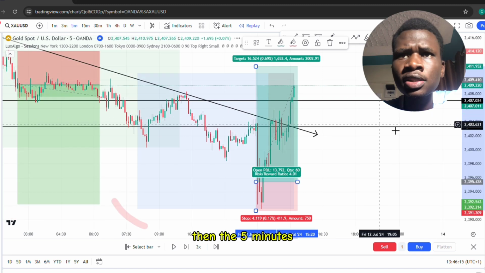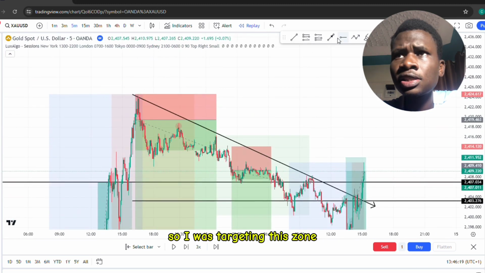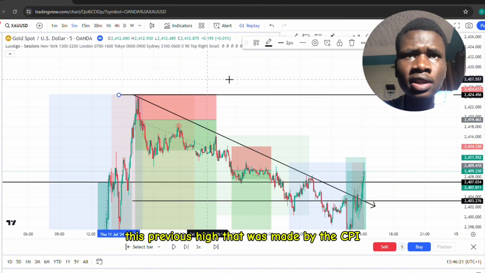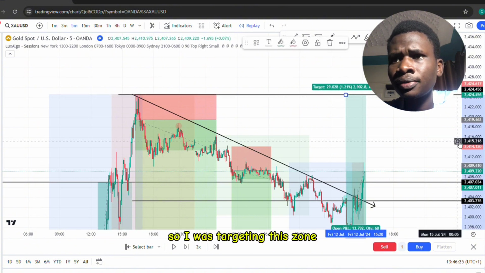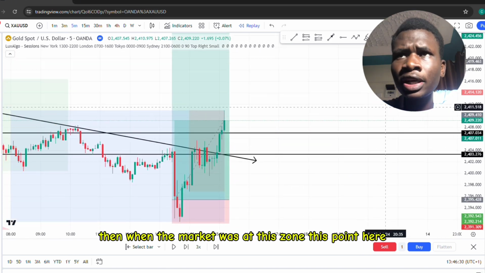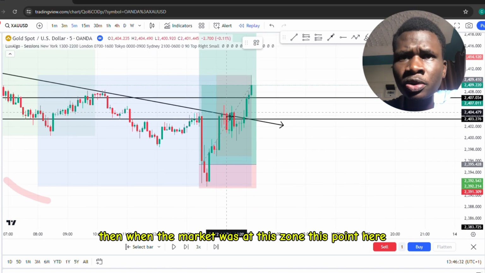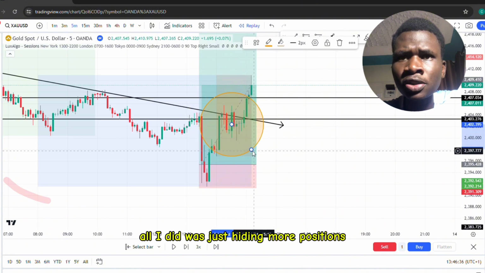Then the 5 minutes. So I was targeting this zone, this previous high that was made by the CPI. So I was targeting this zone. Then when the market was at this zone, this point here, all I did was just adding more positions.